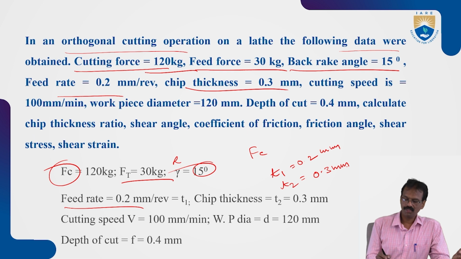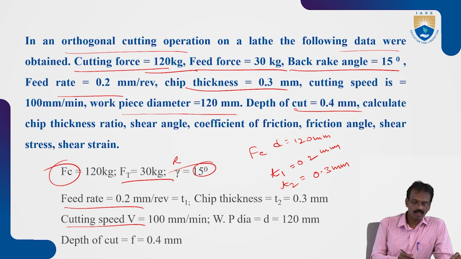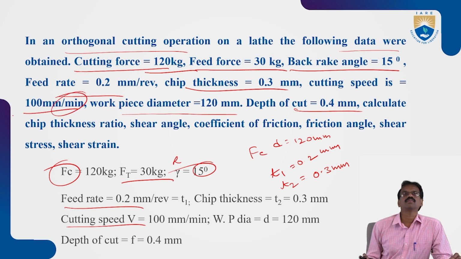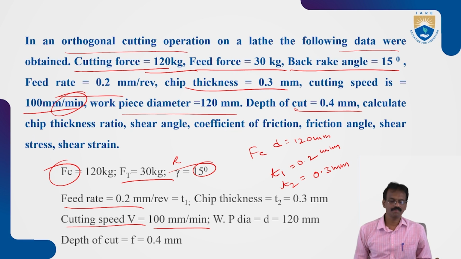Next, the depth of cut is also given, which is 0.4. Next, the workpiece diameter is given, which is 120 mm. One more thing, the cutting speed is also given. The cutting speed is equal to 100 meters per minute. By using this data, you have to calculate the chip thickness ratio.